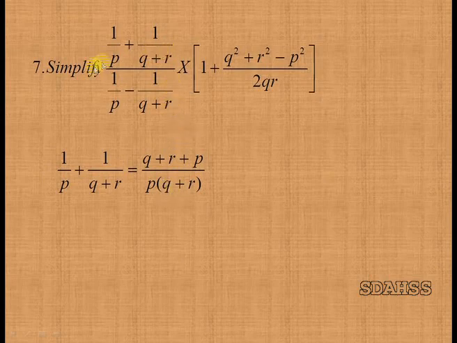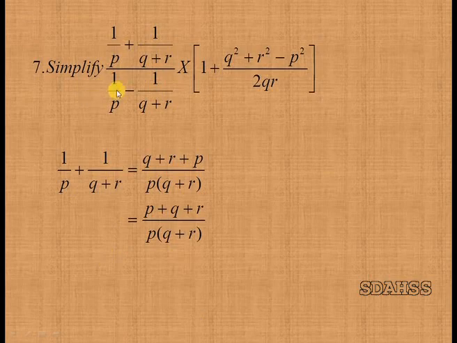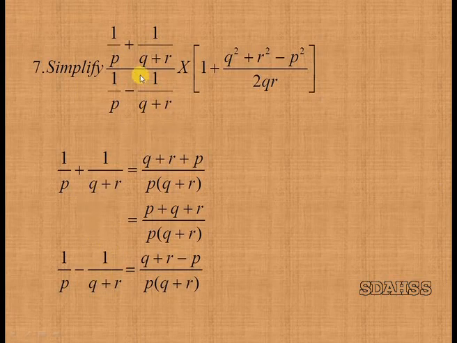Consider the denominator, 1 by p minus 1 by q plus r. Take the LCM, which is p into q plus r. Cross multiply: q plus r minus p, divided by p into q plus r.